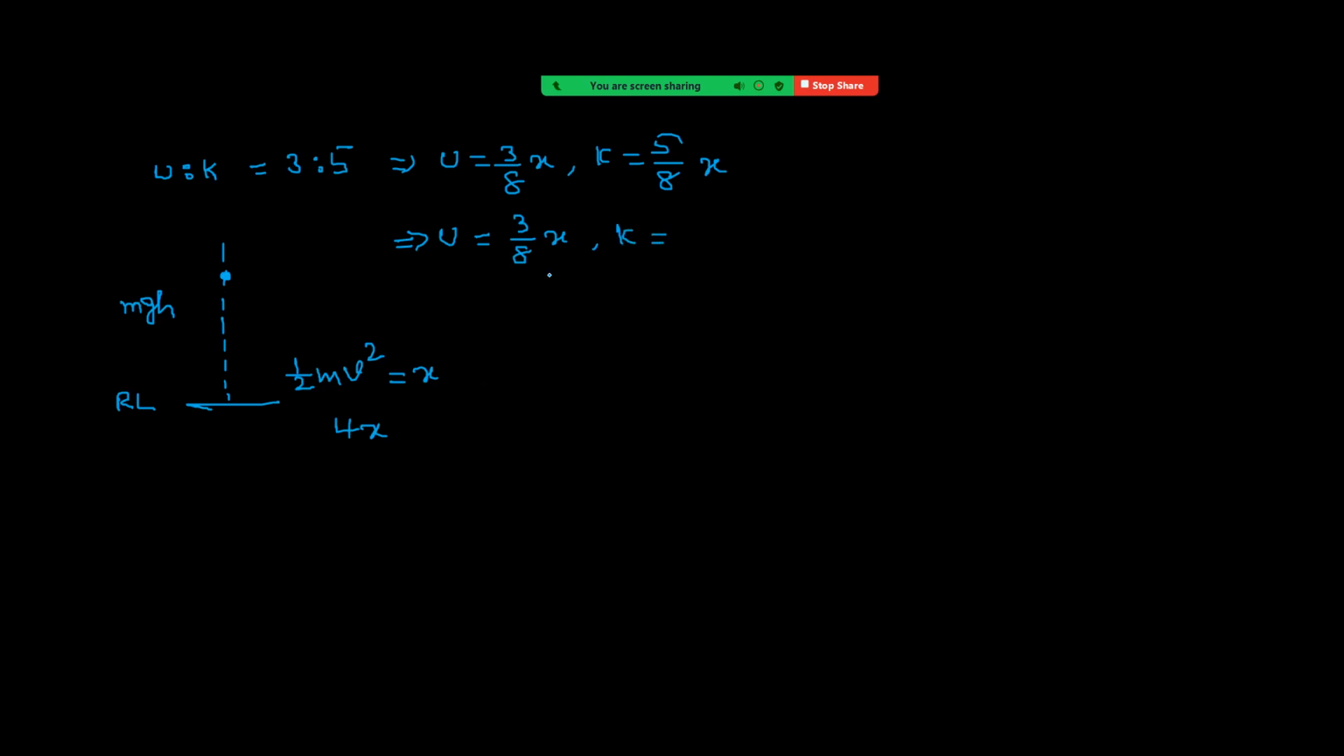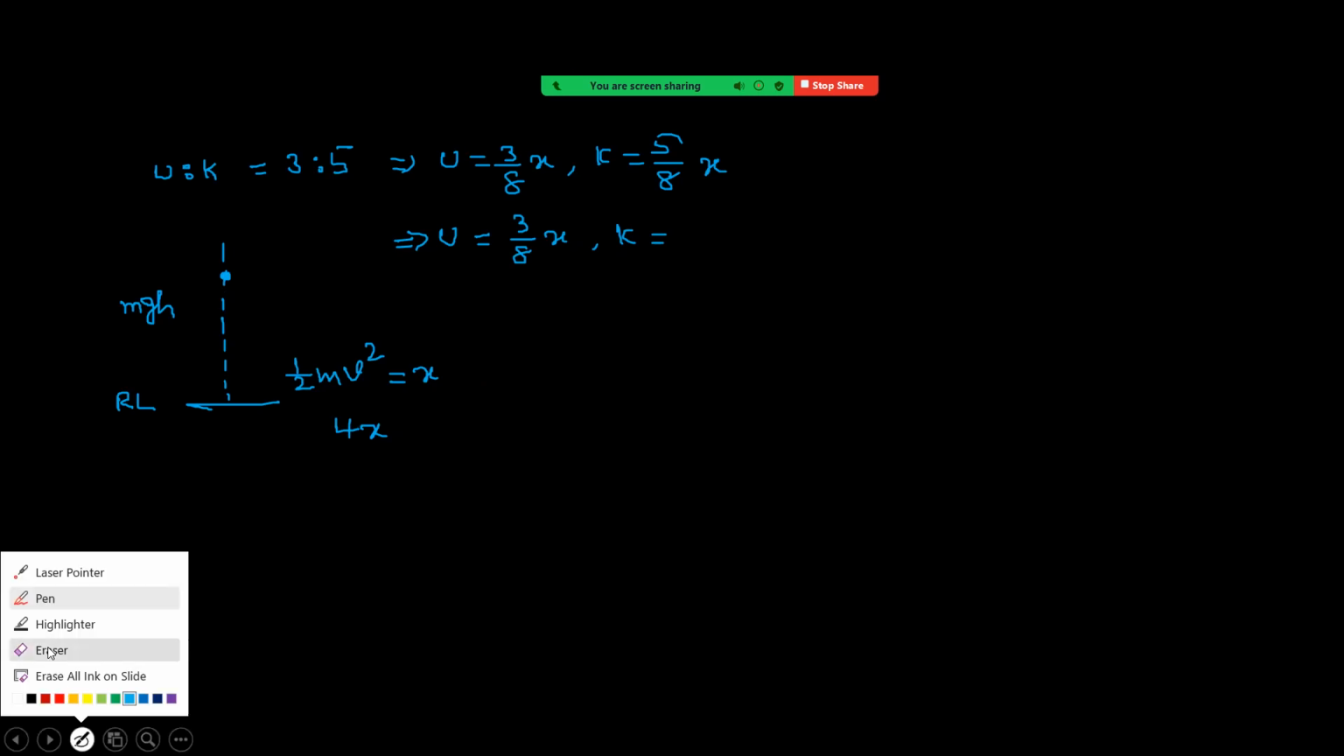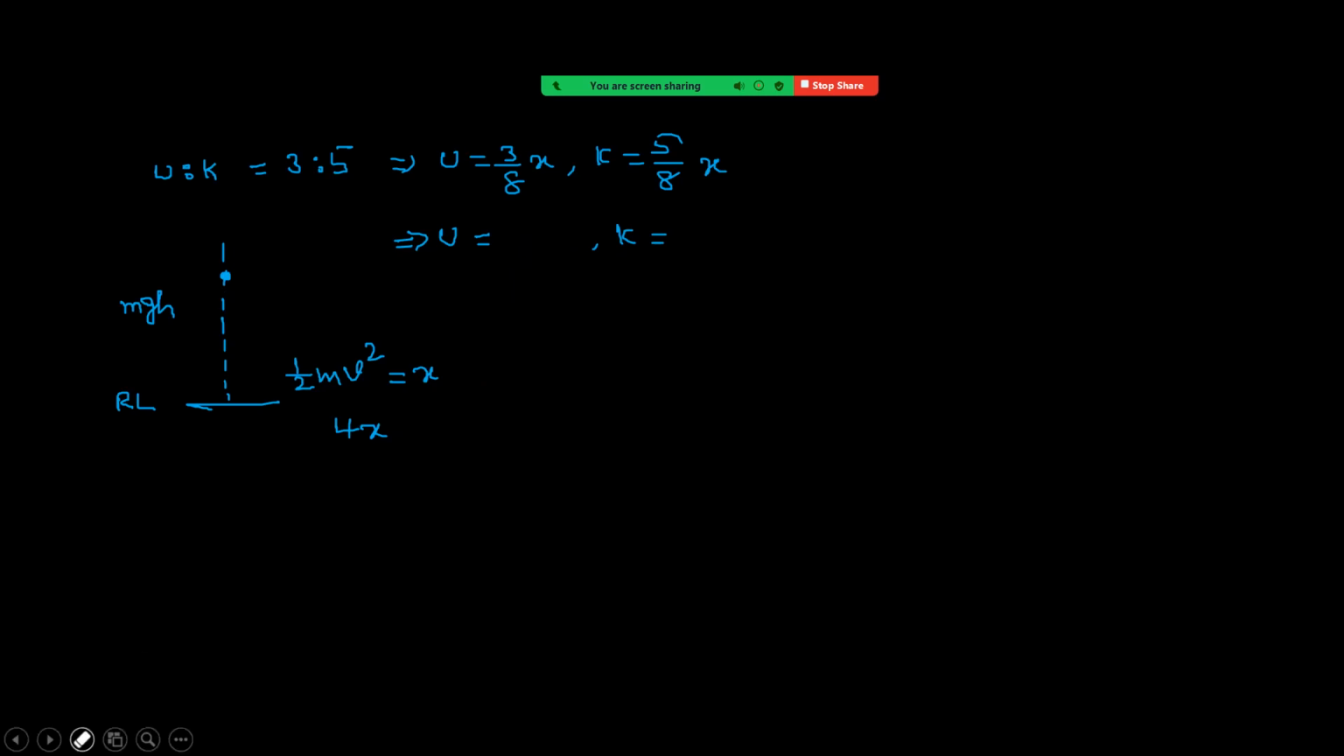Coming to kinetic, see what happens. Otherwise, I can take it like this. Total energy becoming 4 times means the total number of parts, which was 8 for the ratio 3 is to 5, now becomes 32 equal parts. Out of that, 3 parts will be potential energy. The remaining will be 29. That means directly the ratio will be 3 by 29.